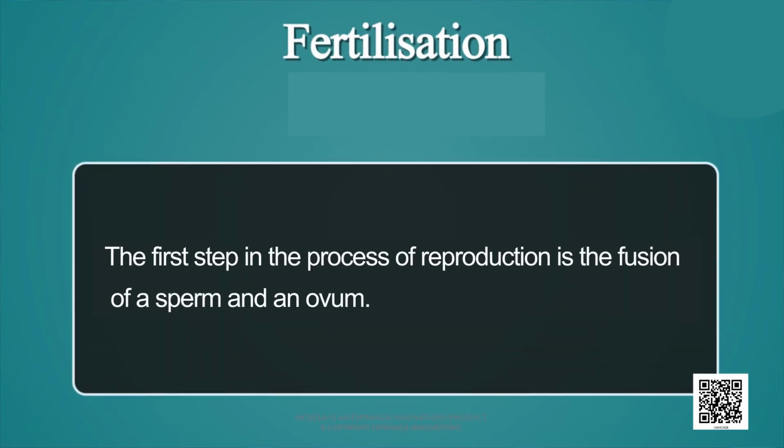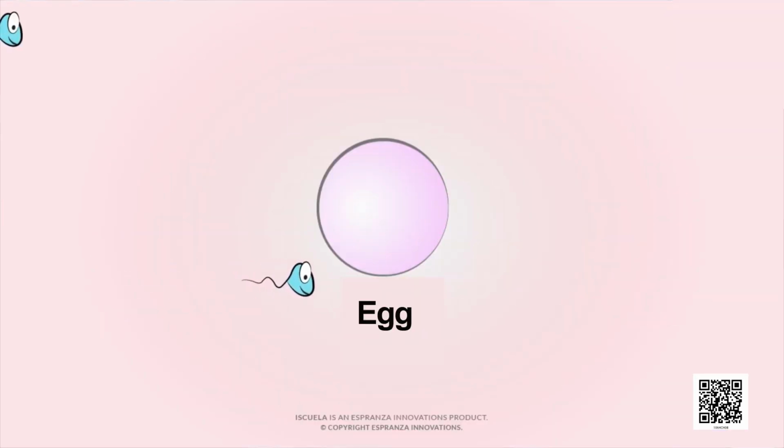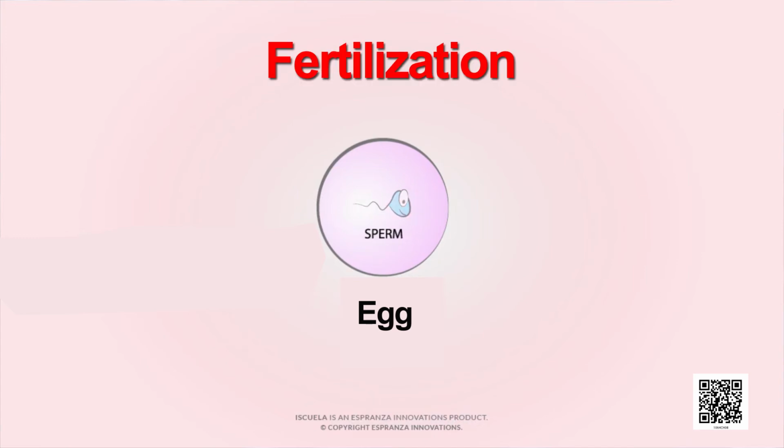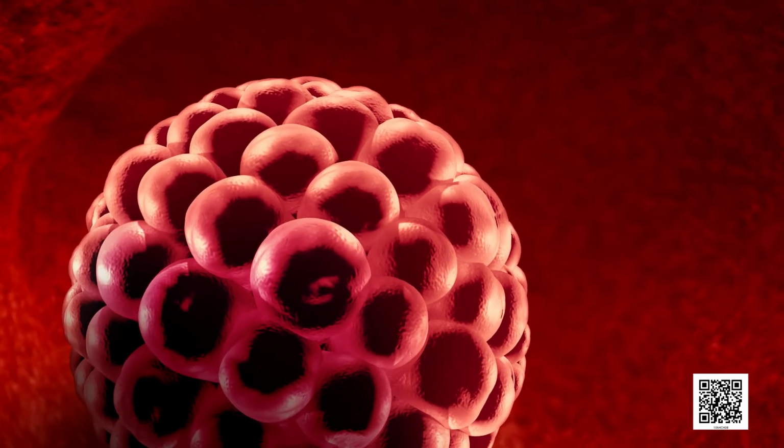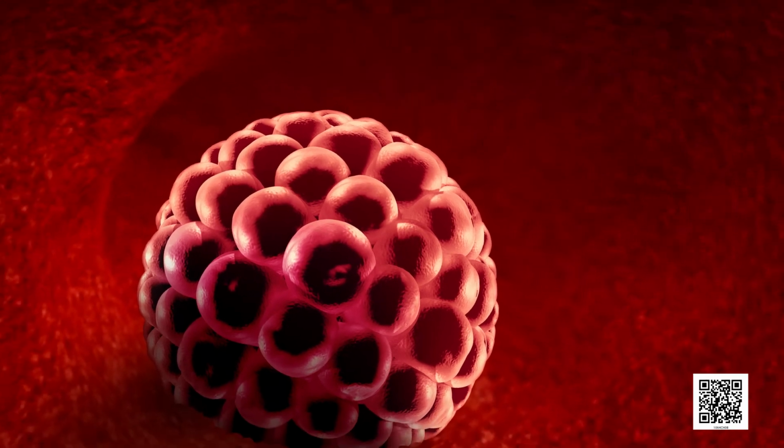Fertilization. The first step in the process of reproduction is the fusion of a sperm and an ovum. When sperms come in contact with an egg, one of the sperms may fuse with the egg. Such fusion of the egg and the sperm is called fertilization. The fertilized egg or zygote starts dividing and forms a ball of cells or embryo.